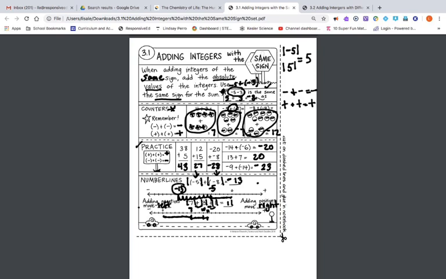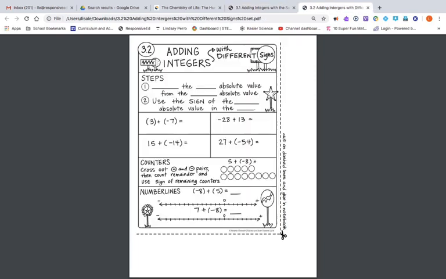Okay, so I'm going to pause you for a second to go to the next sheet of notes. The first sheet of notes was when we were adding integers and they had the same sign. So when we're adding integers with the same sign, we're just adding and keeping the sign. Okay, that's it. But now sometimes we're going to add integers with different signs.